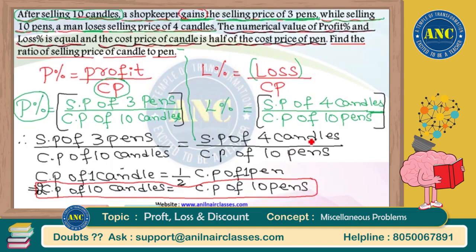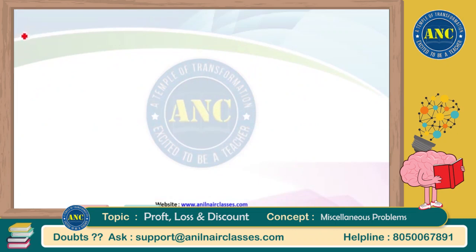Now, because of time constraint, see here, this cost price of 10 candles, I will shift it here, divided by cost price of 10 pens, I will shift it here, divided by cost price of 10 candles, let it be here only. This parameter, I will bring it to the right hand side. Let me write it in the next screen for your better understanding, sir. That means it becomes cost price of 10 pens divided by cost price of 10 candles.